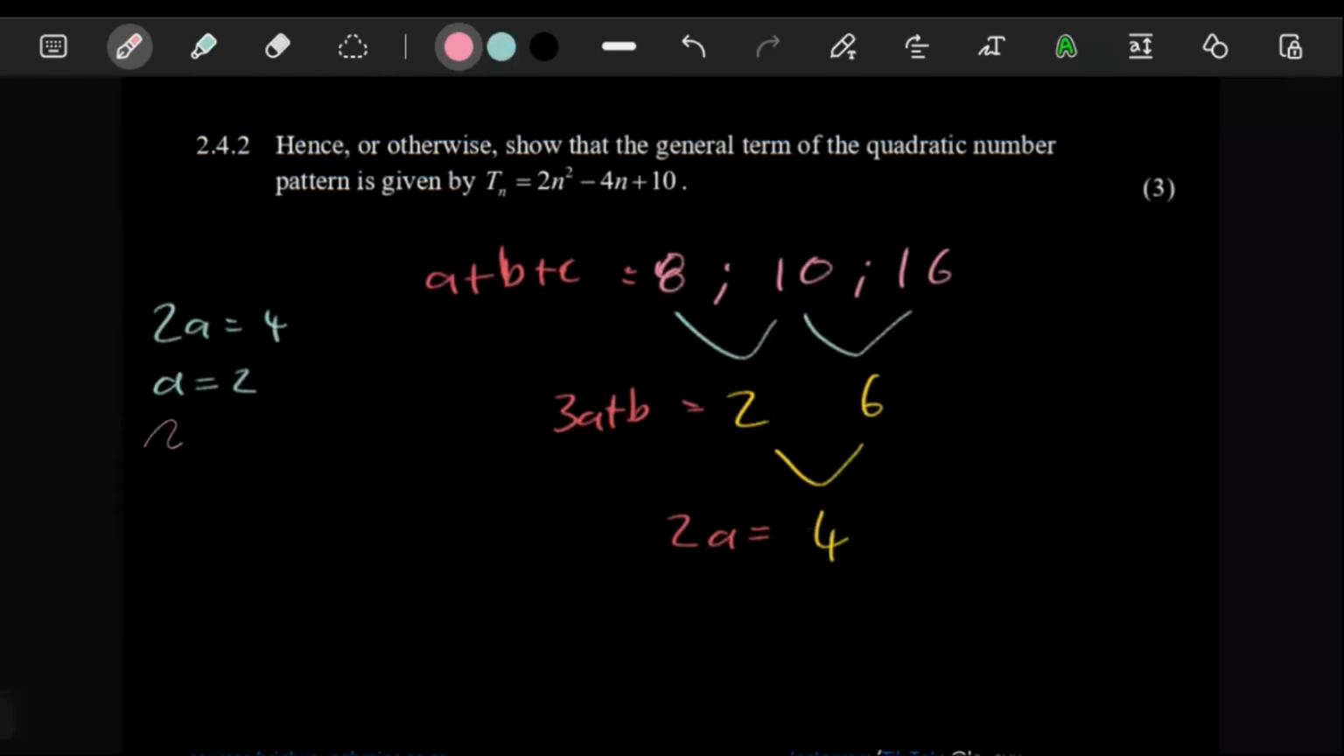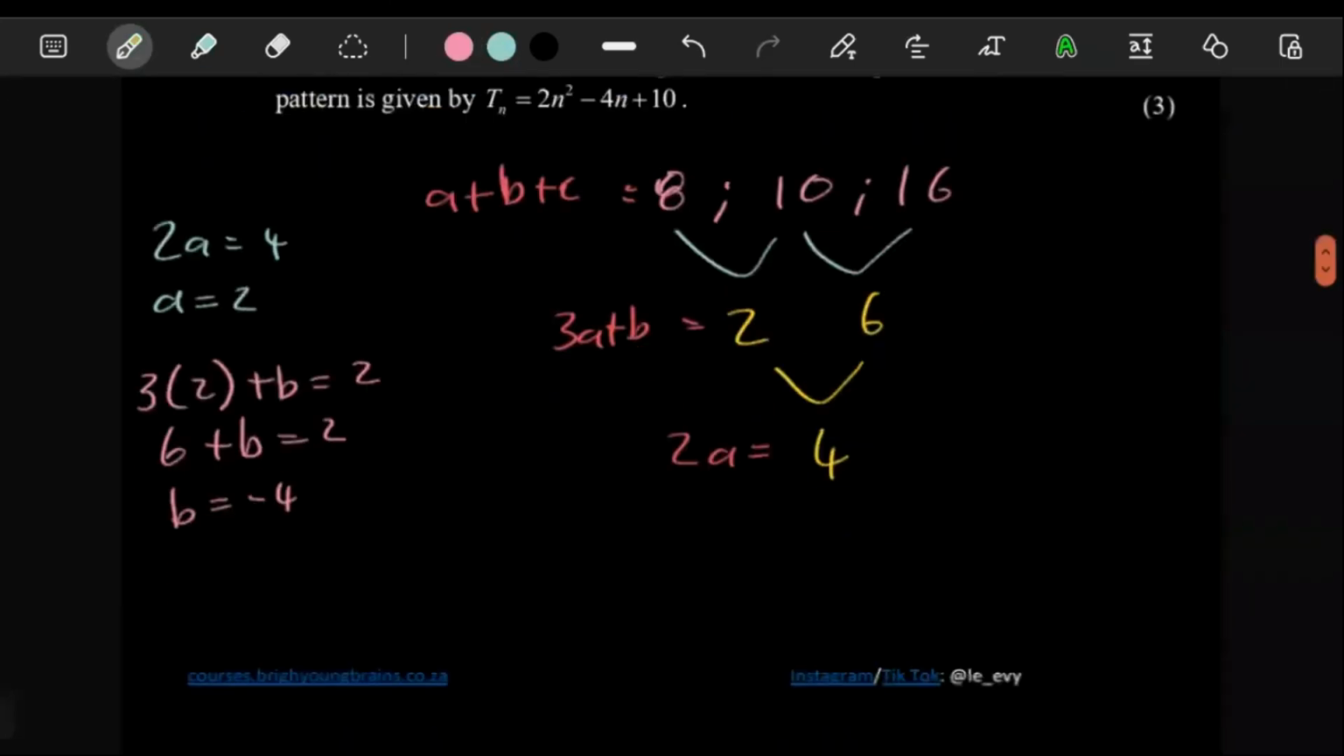The next stage, your a, you have it now, it's 2. Make this equal to 2. Working out the value of b, this is 6 plus b equal to 2. The 6 goes to the other side. You're going to have 2 minus 6, which is minus 4. And then lastly, a here is 2. So it's 2 minus 4 here, and the c value is a plus b plus c equal to 8. Working out the value of c, there's 2 minus 4, so that's minus 2. And then the minus 2 goes to the other side. You're going to have c equals 8 plus 2, which is 10.